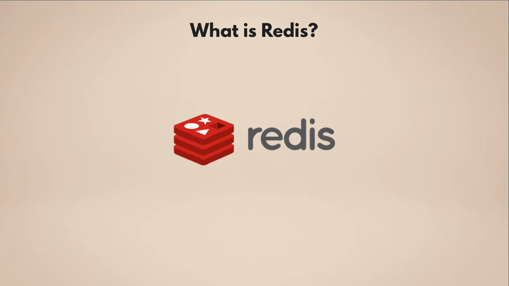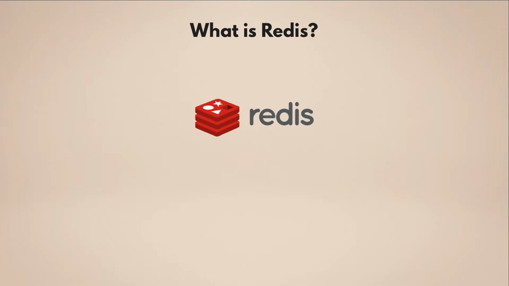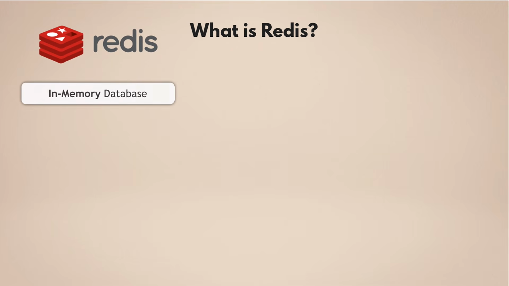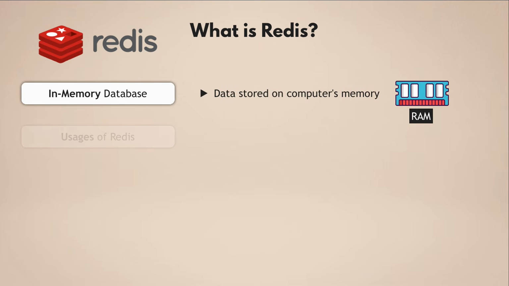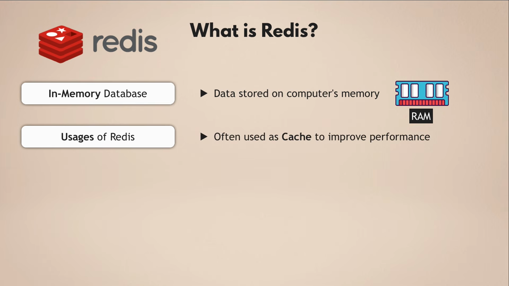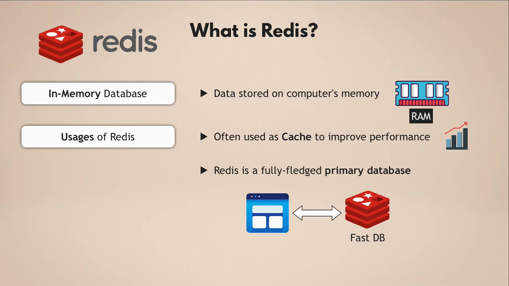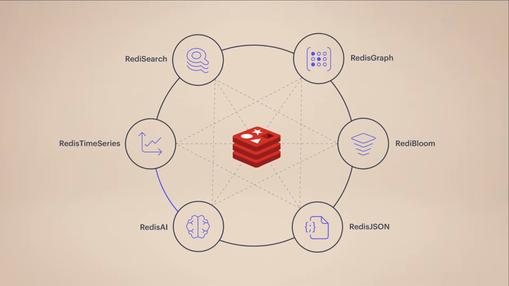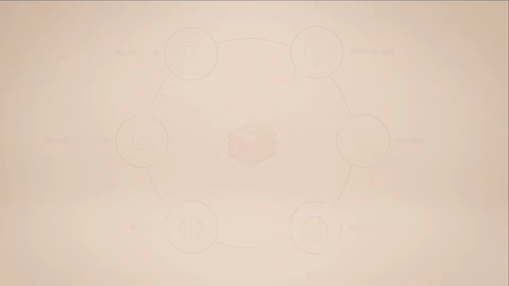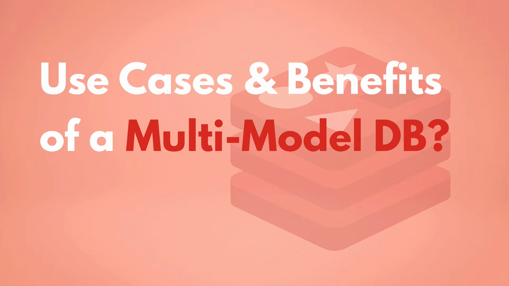Now, first of all, Redis, which actually stands for Remote Dictionary Server, is an in-memory database. So many people have used it as a cache on top of other databases to improve the application performance. However, what many people don't know is that Redis is a fully fledged primary database that can be used to store and persist multiple data formats for complex applications. Let's see the use cases and examples for that.